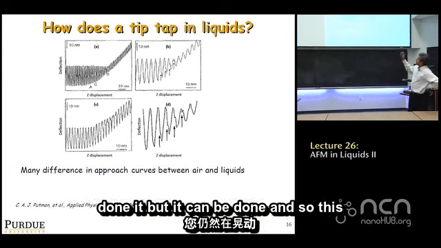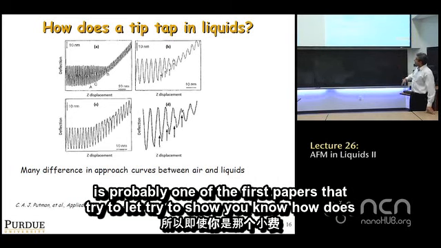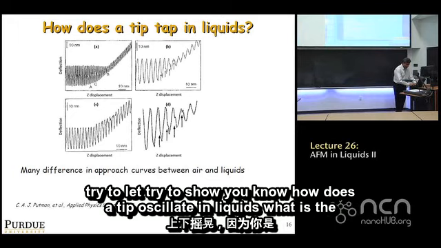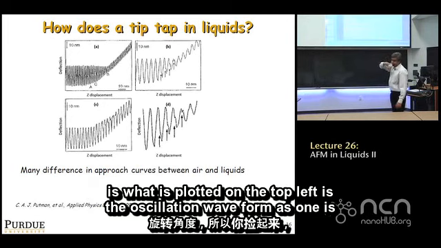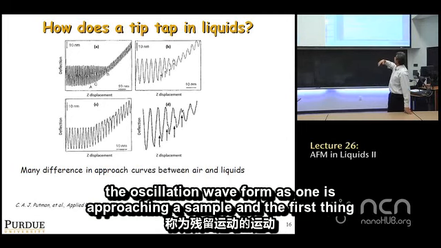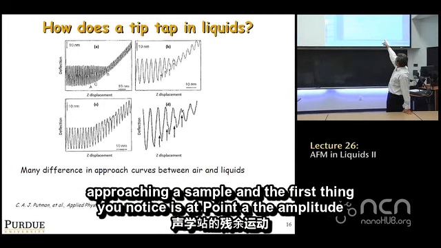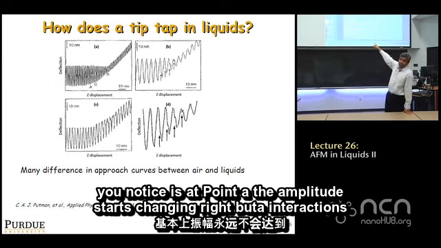And so this is probably one of the first papers that tried to show how a tip oscillates in liquids. What is the waveform? Interestingly, what is plotted on the top left is the oscillation waveform as one is approaching a sample. And the first thing you notice is at point A, the amplitude starts changing, right, due to interactions.